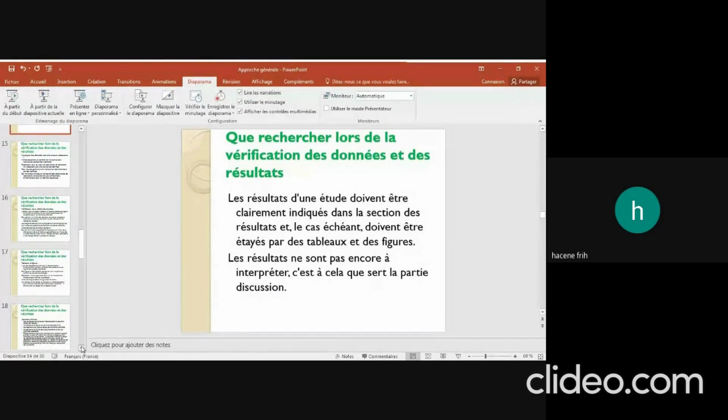What to look for when checking data and results? The results of a study should be clearly stated in the results section, and where appropriate should be supported by tables and figures. The results are not yet to be interpreted. That is what the discussion section is for.